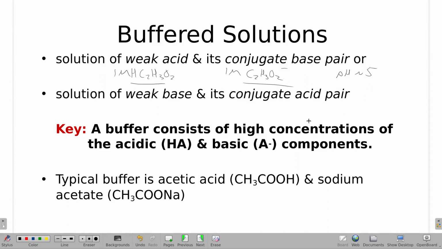And if I want a basic one, I use a weak base and its conjugate acid. But they have to be pairs. So whatever we have here needs to be there without the H. And technically, I wrote up here acetic acid, and it says this is acetic acid here. They are the same thing. They've just got the formulas written differently.